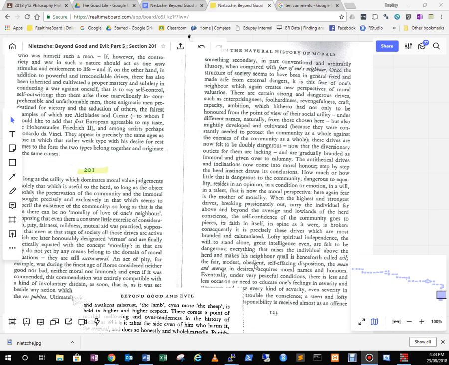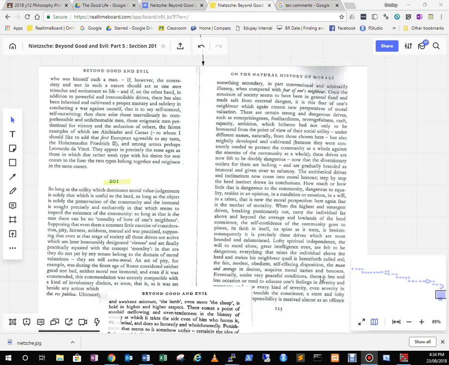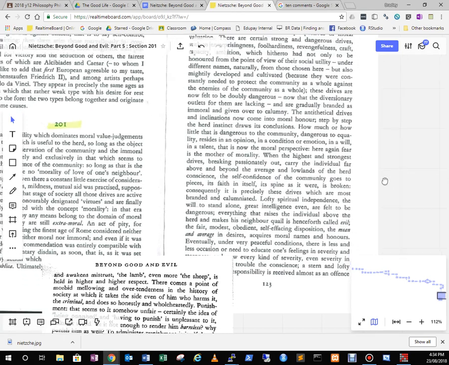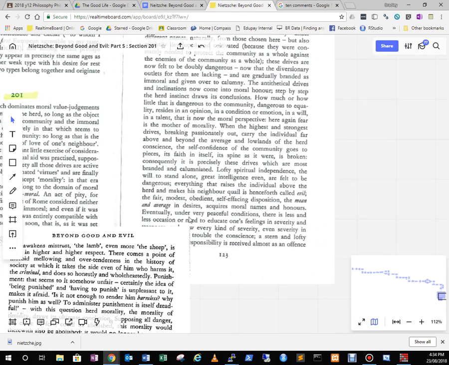The fair, modest, obedient, self-effacing disposition. So being fair, being modest, being obedient, you know, putting yourself down, the mean and the average in desires, acquires moral names and honours. So what he's saying is that the new moral terms are based on these meek, passive virtues of being modest, obedient, self-effacing. And of course, they change their name. They have positive spin on them. But basically, that's what they are.